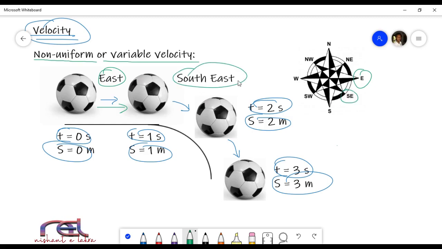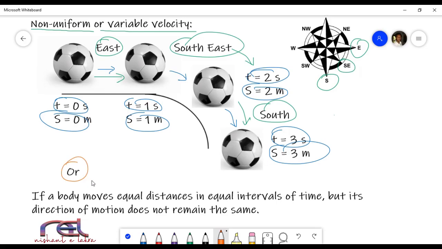It is moving southeast, right? 2 seconds, 2 meters. Traveling towards 3 meters, it has changed its direction towards south. We have seen one illustration. This is the second illustration.